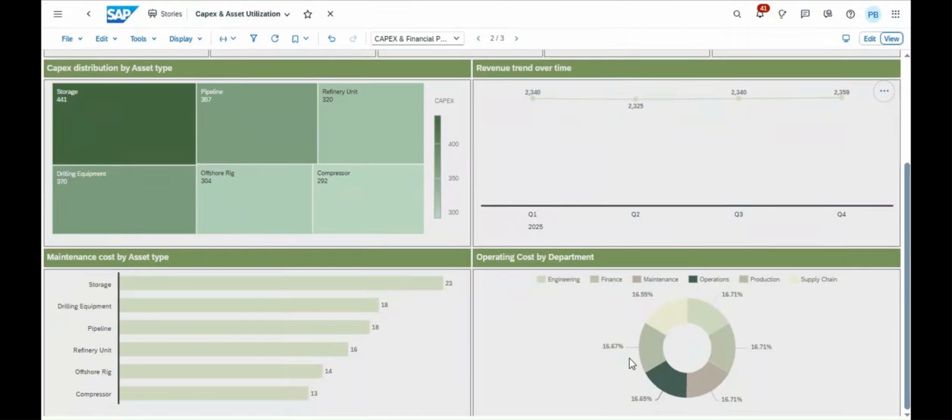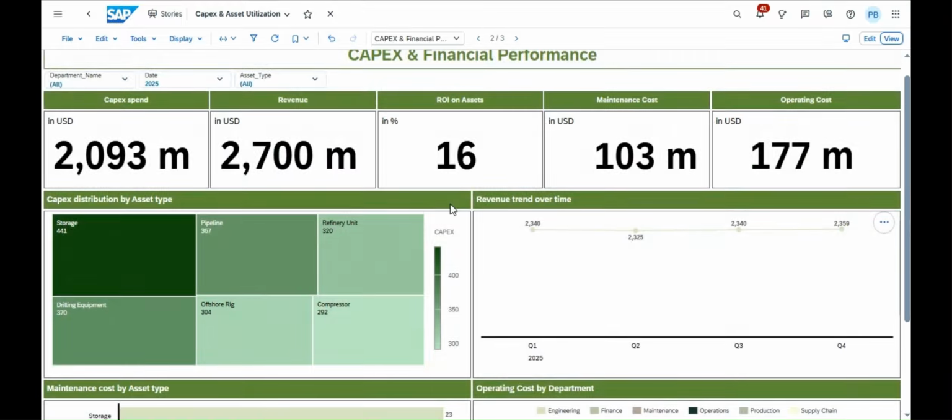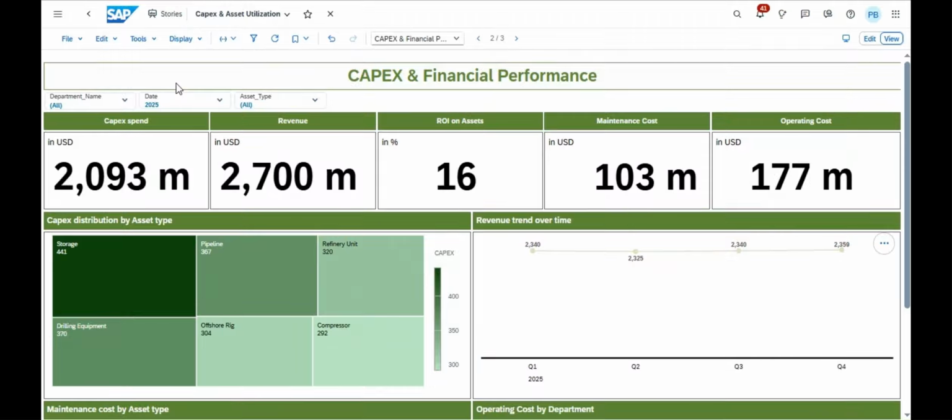operational profitability trends. The maintenance cost by asset type chart compares maintenance expenses across asset categories, such as storage, drilling equipment, pipelines, refinery units, offshore rigs, and compressors, helping organizations identify assets with higher maintenance overheads. Moving on, the operating cost by department donut chart provides visibility into departmental operating expenses across engineering, finance, maintenance, operations, production, and supply chain functions. Together, these visualizations provide deeper insights into capital expenditure performance, maintenance efficiency, and cost optimization opportunities.